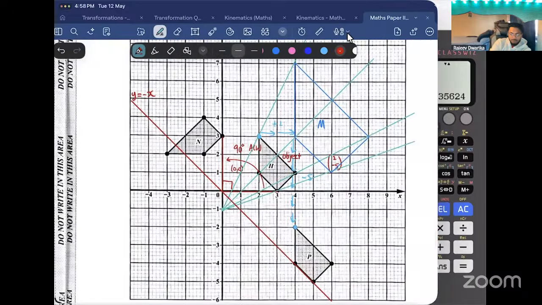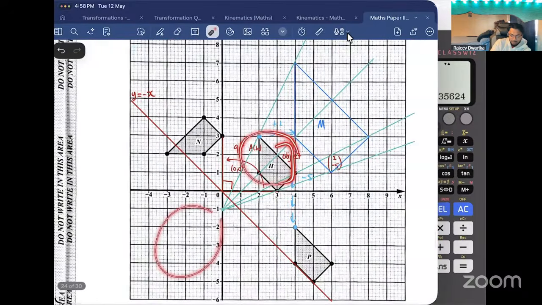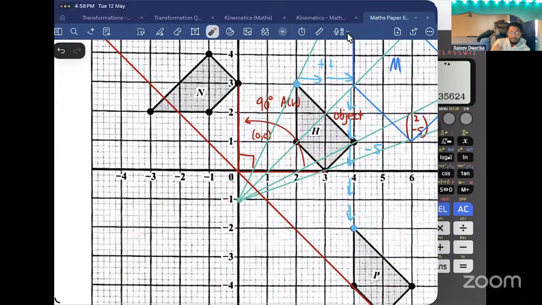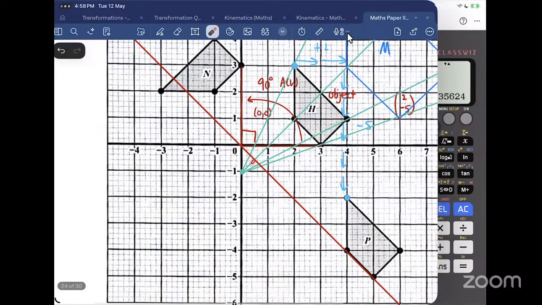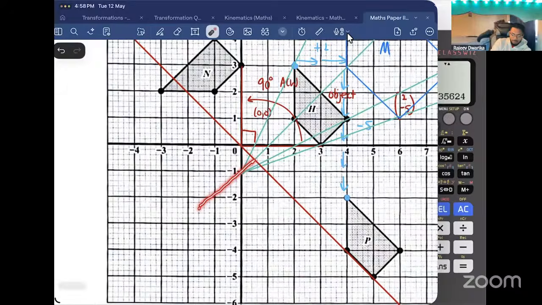And I want to reflect h about this. So remember something, guys. If it's a reflection, then the distance from the mirror line to the object is going to be the same for the image. So you see this over here? Yes, sir. I'm expecting it to be somewhere over here or something.